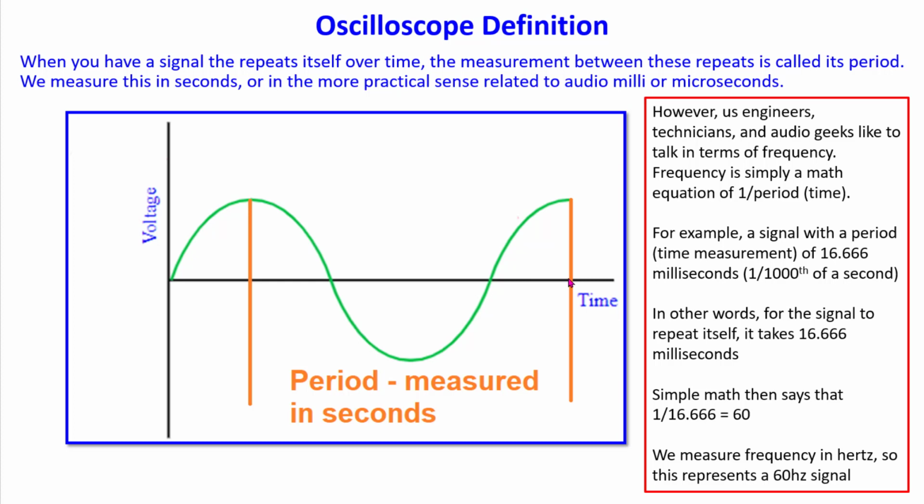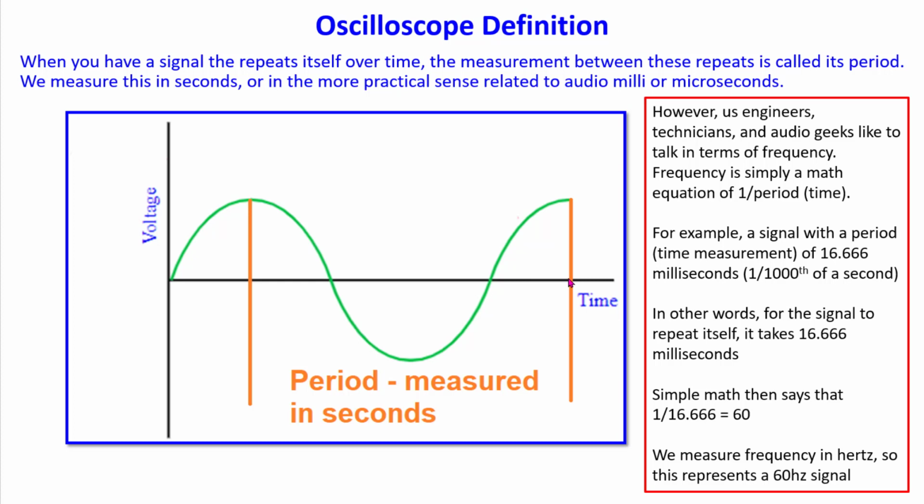When we're talking about audio work, typically the period is measured in milliseconds, sometimes microseconds, okay? But what you don't find, us engineers, technicians and audio geeks, we don't run around talking in terms of time and period. You don't hear someone say, oh, the frequency of my signal takes 12 microseconds to repeat itself, right? That's a lot to say.